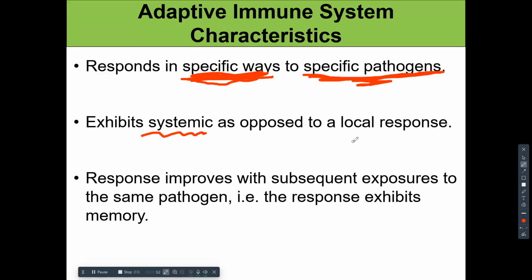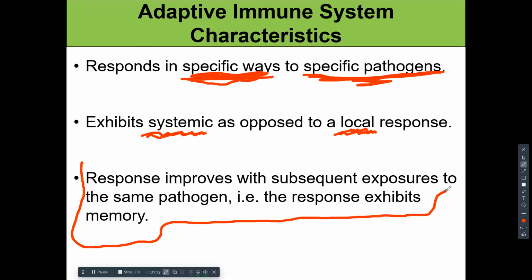The non-specific, innate immune system was very local. It would just happen in the affected tissue. But the response of the adaptive immune system is systemic, it is body-wide. And finally, perhaps the most important thing is that the response improves with subsequent exposures to the same pathogen. In other words, the response is going to exhibit memory.